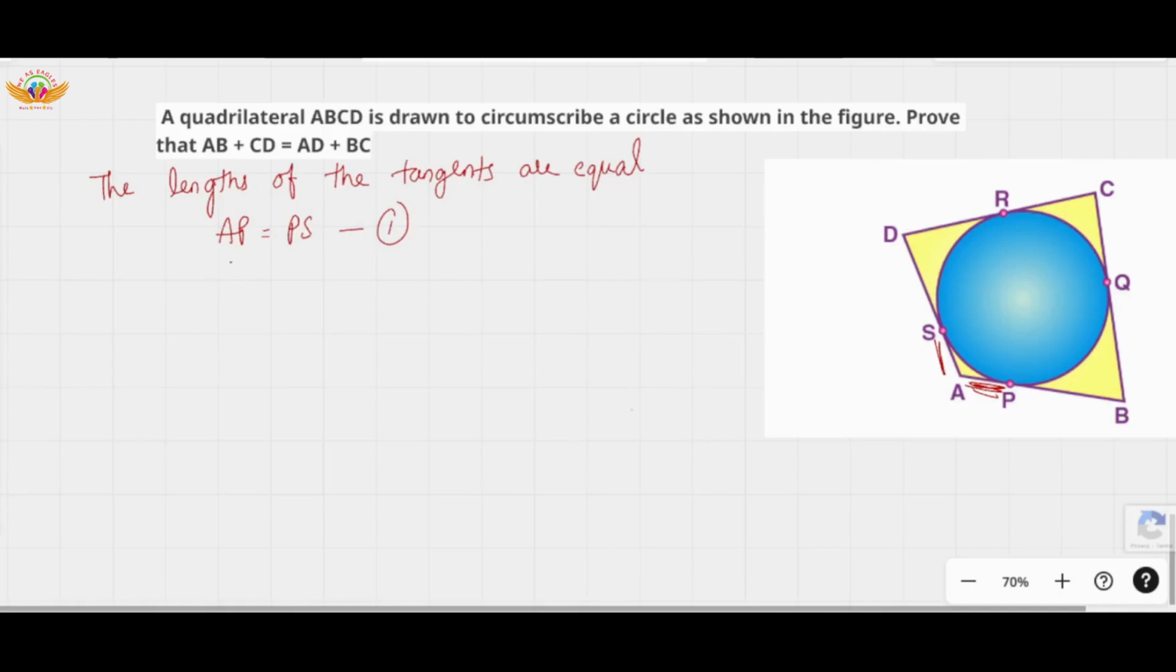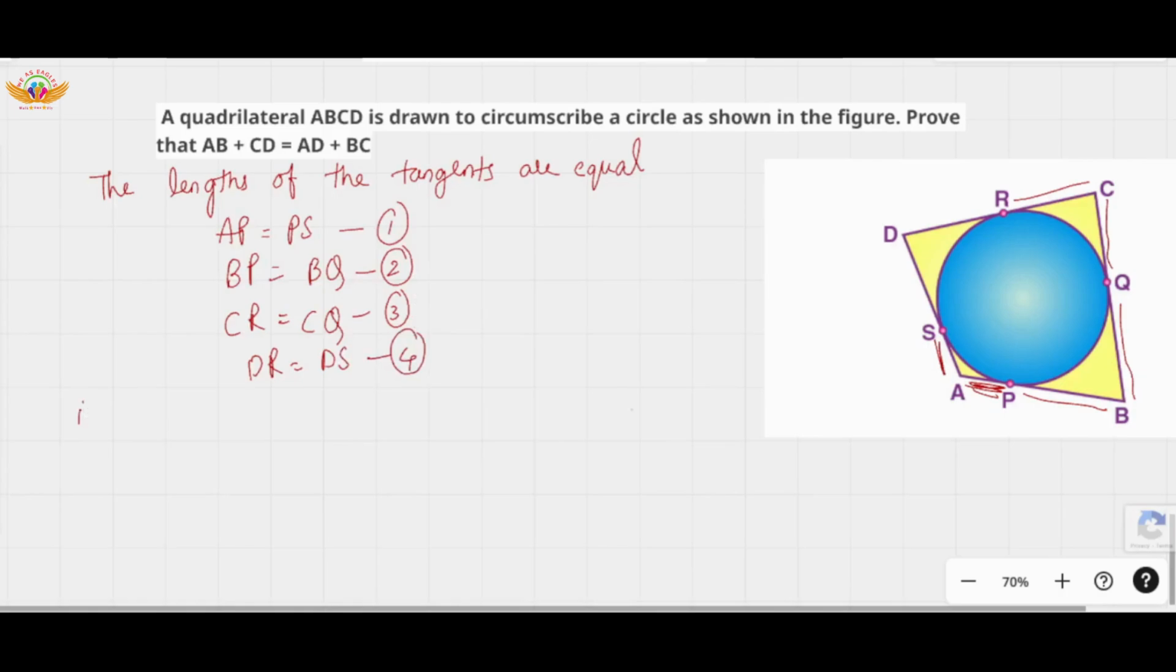Similarly, BP is equal to BQ, two tangents from the same point. This is our second equation. And also CR is equal to CQ, this is a tangent and this is also a tangent for this point. Now you will tell the fourth one automatically. RD is equal to DS, or we can write DR is equal to DS. This is our fourth equation.